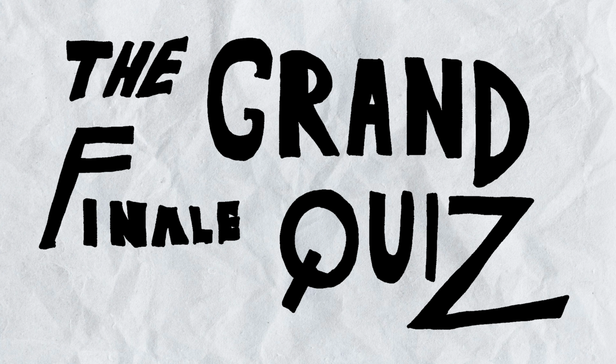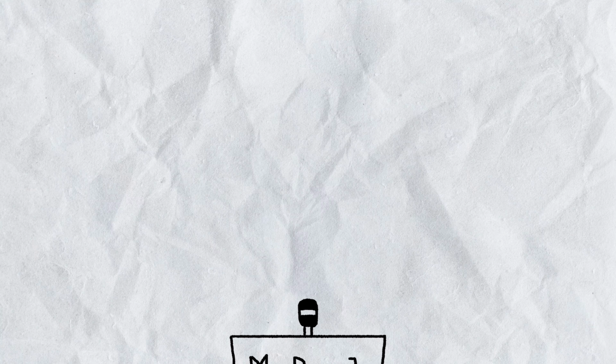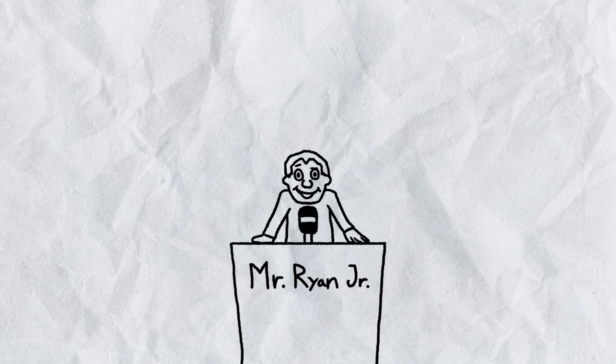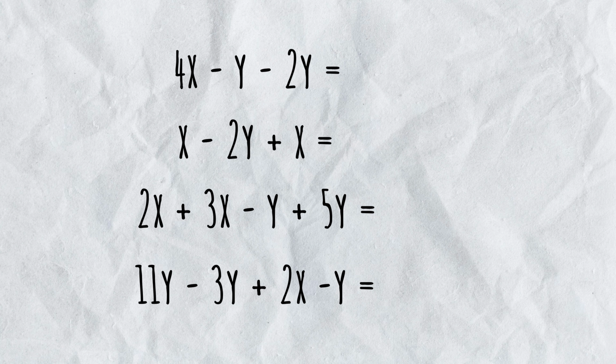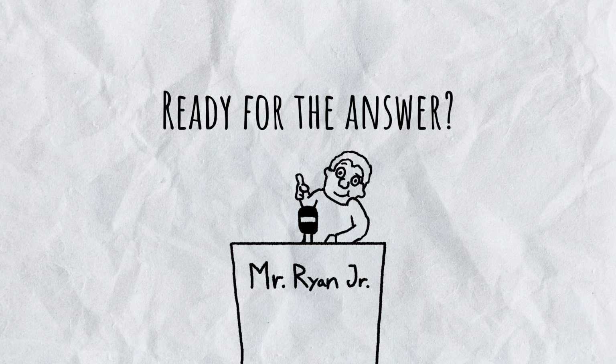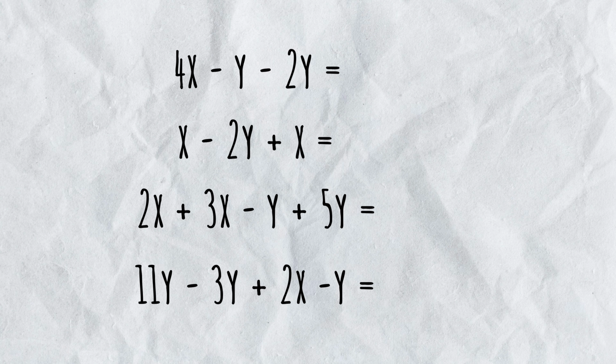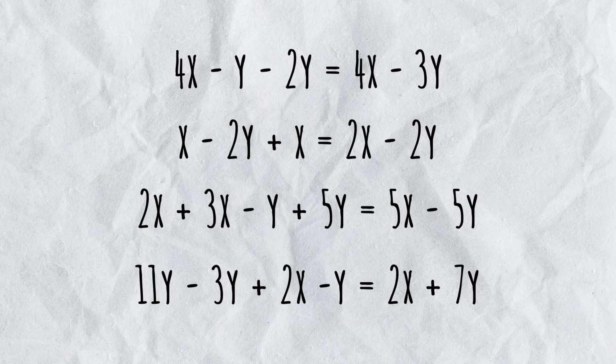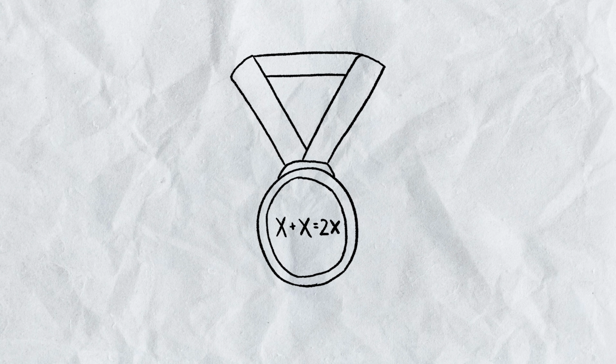So, it's that time in the video again where we do the grand finale quiz. And in today's grand finale quiz, Mr. Ryan Jr. is going to put 4 equations on the screen. And all you guys have to do is collect the like terms for each and every one of them. So without further ado, let's do this. And if you were able to get that question correct, congratulations, you are now officially collecting like terms masters.